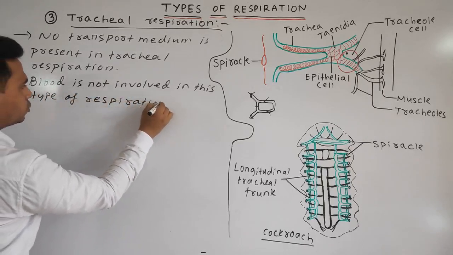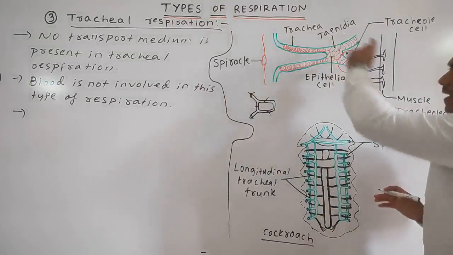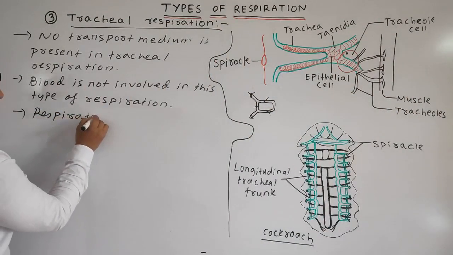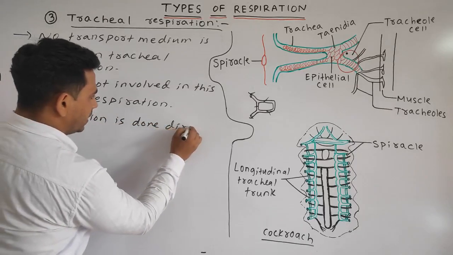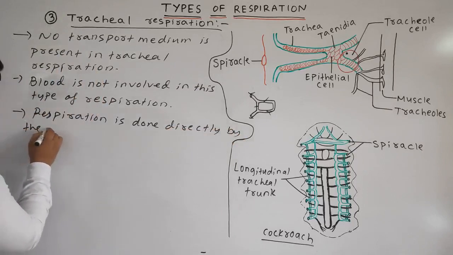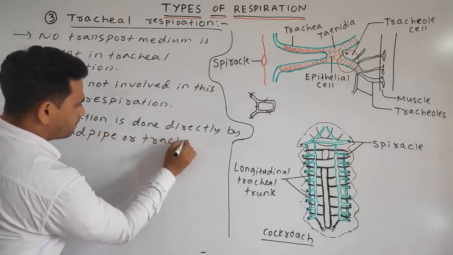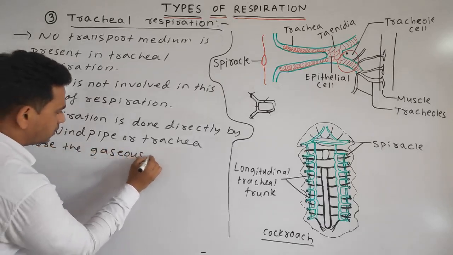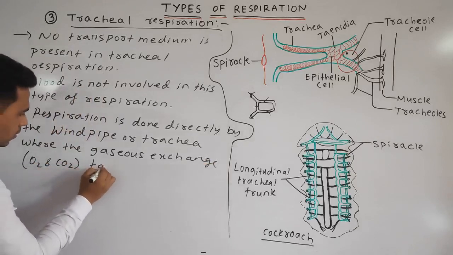So how is the respiration being done? The respiration is done directly by the windpipe or the trachea, where the gaseous exchange, such as O2 and CO2, takes place.